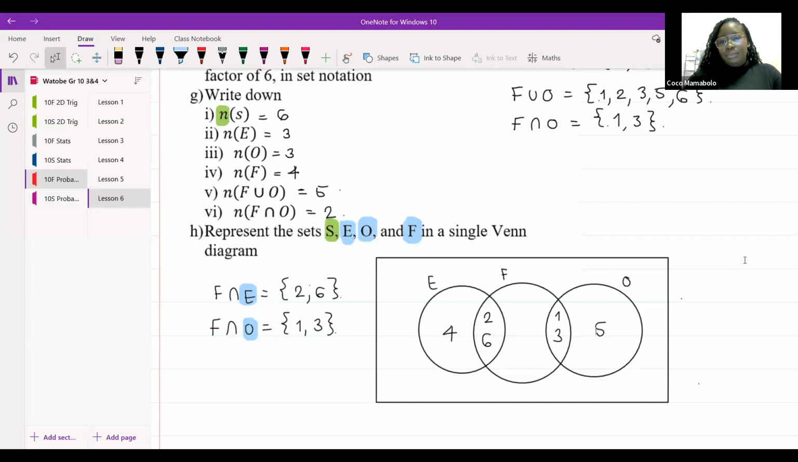Ma'am, in the F, couldn't you put a 0 in there? Because it's a neutral number. No, we can't, because our sample space doesn't include 0. Our sample space is only 1 to 6. Okay, perfect.